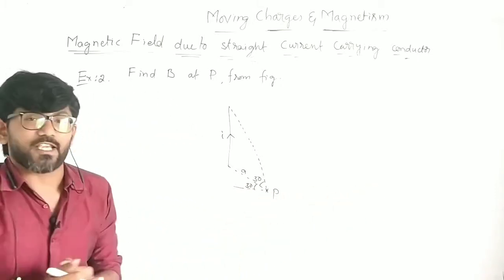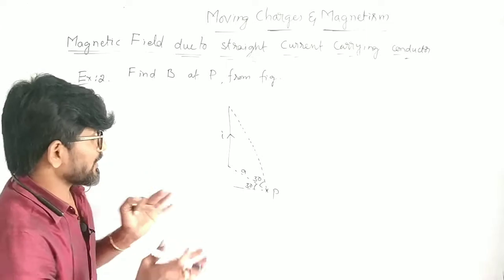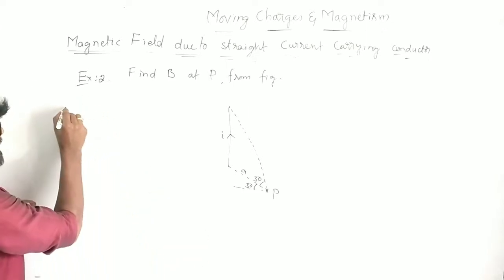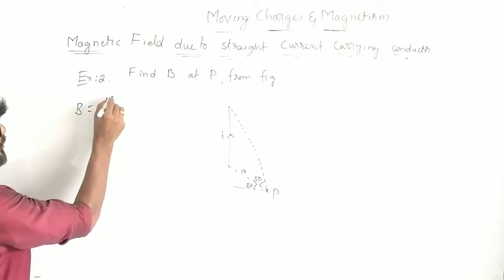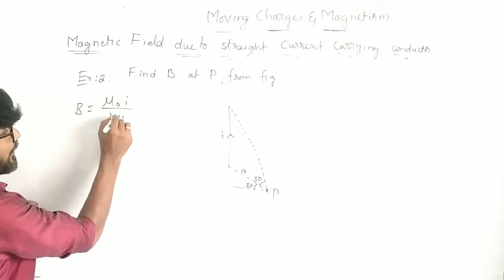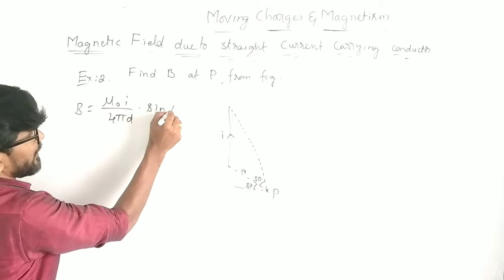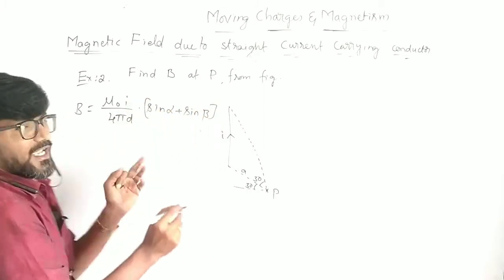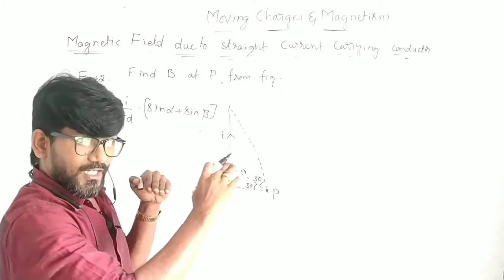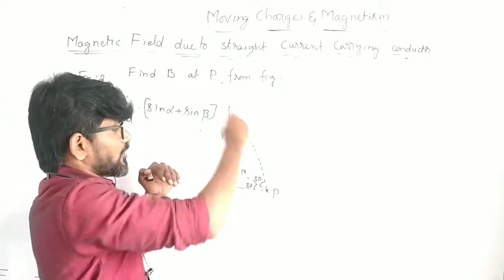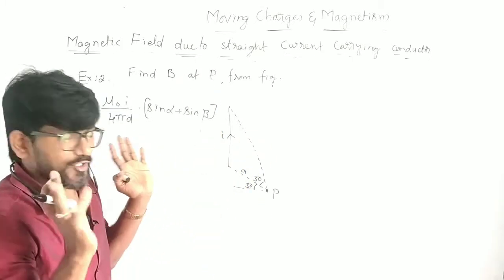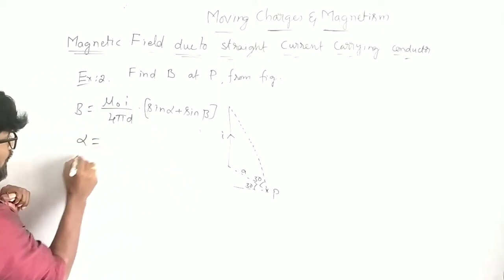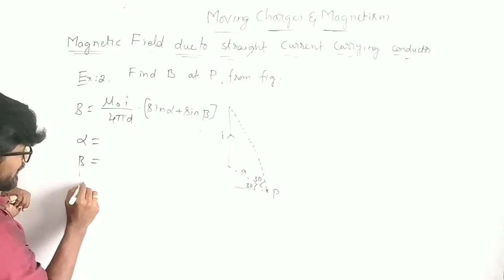Now in such a case, how to do it? The general formula to find the magnetic field due to a straight current carrying conductor is B equal to mu naught I by 4 pi d into sine alpha plus sine beta, where alpha and beta are the angles measured from the perpendicular line to the line joining the top end and the line joining the bottom end. You have to remember that. Now here you have to write what is alpha, what is beta, and what is d.